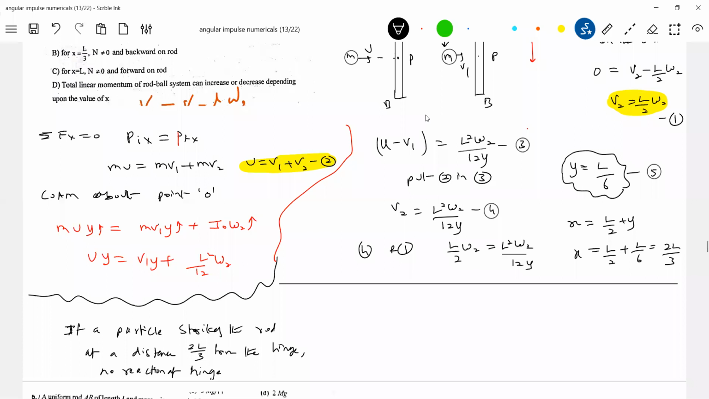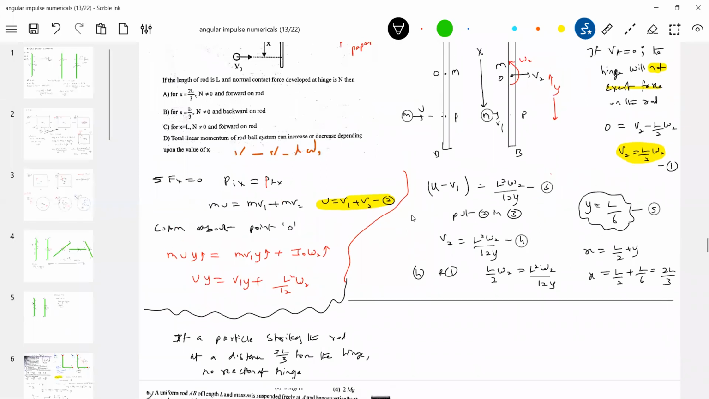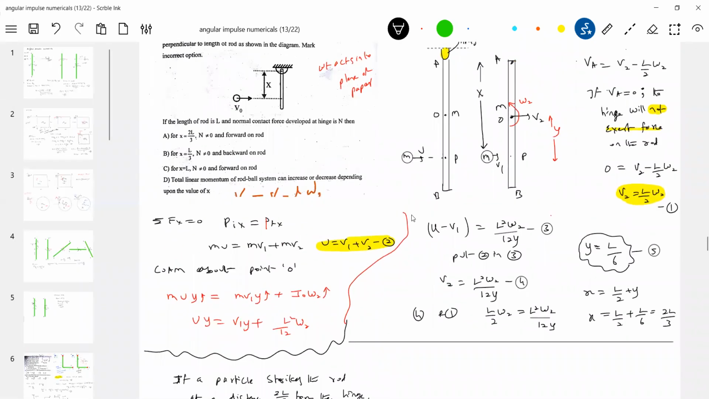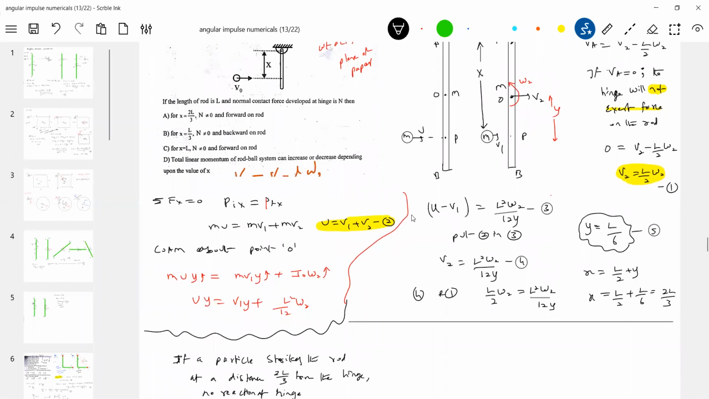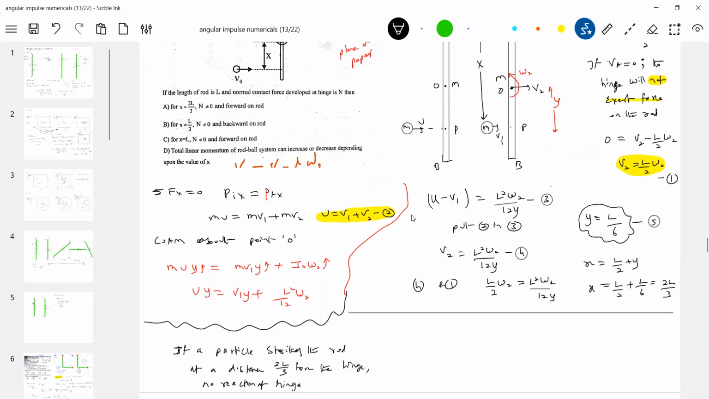Now, if x greater than 2L by 3, I think everything we have to show. This is very fundamental theory. Don't take it like a numerical. This is the minimum idea a student must have. This is when x equal to 2L by 3, the first case I'm discussing. At x equal to 2L by 3, what happens to the reaction at the hinge? No reaction at the hinge. Agree? I think option A is ruled out. It says non-zero. No, it will be 0. So this is ruled out.